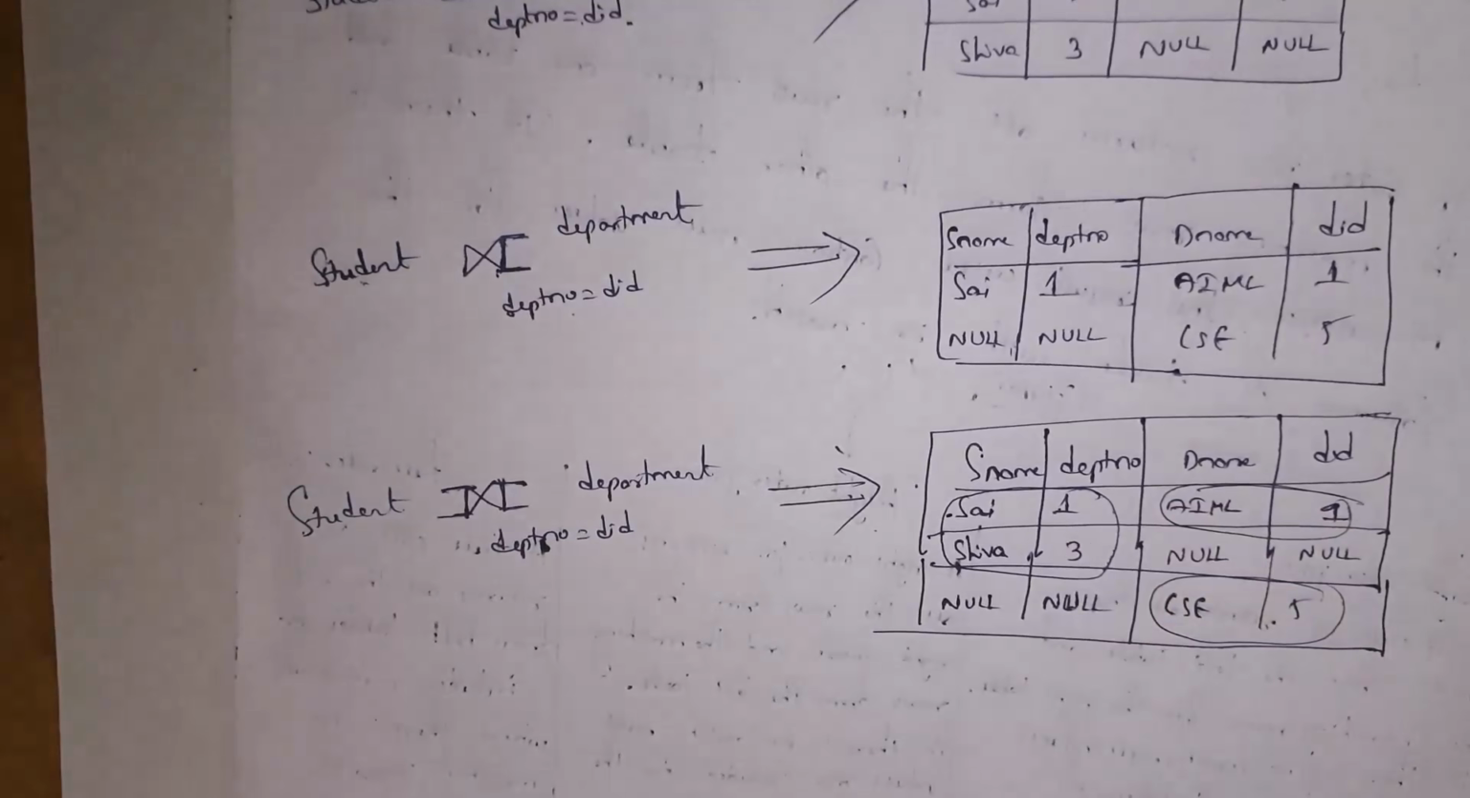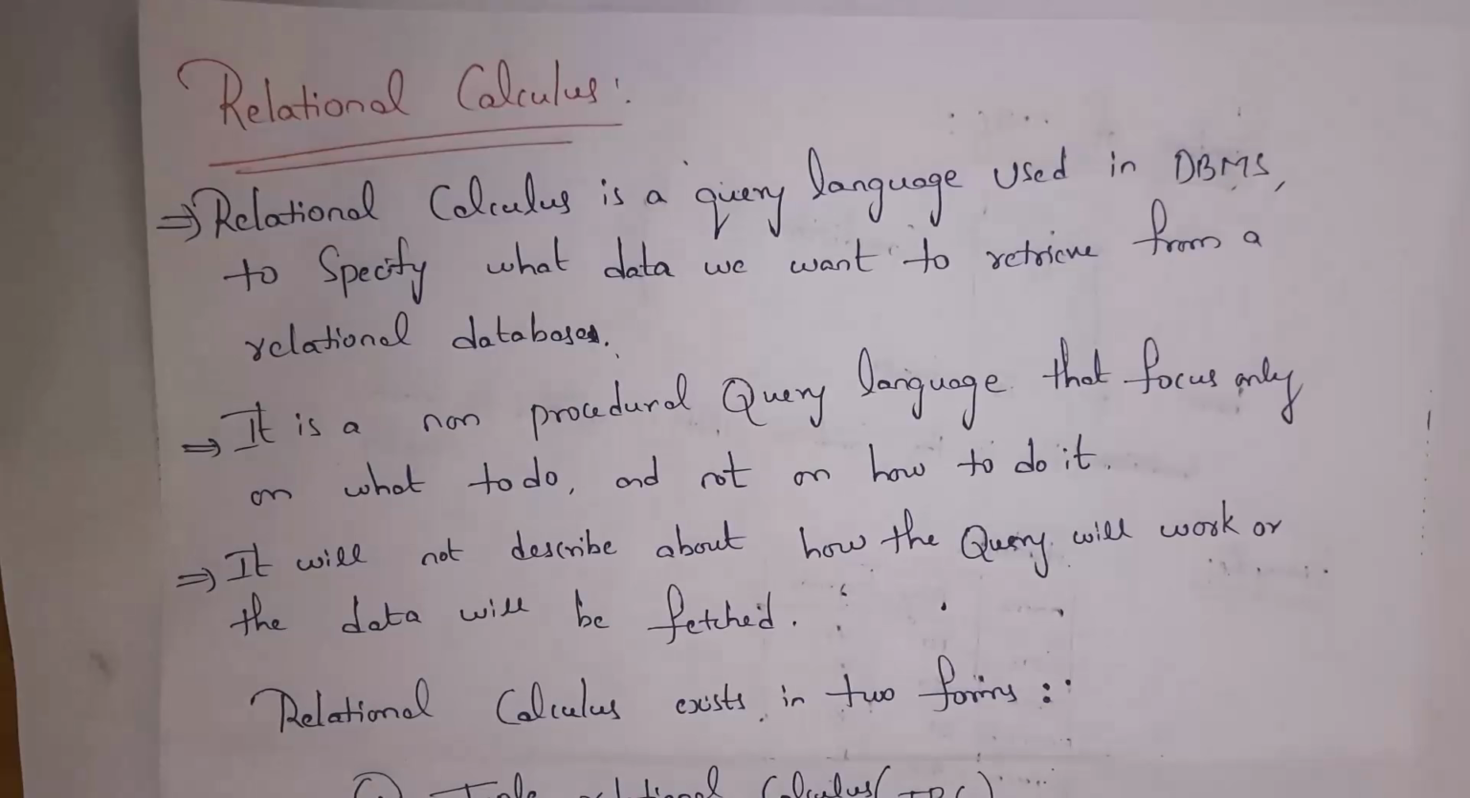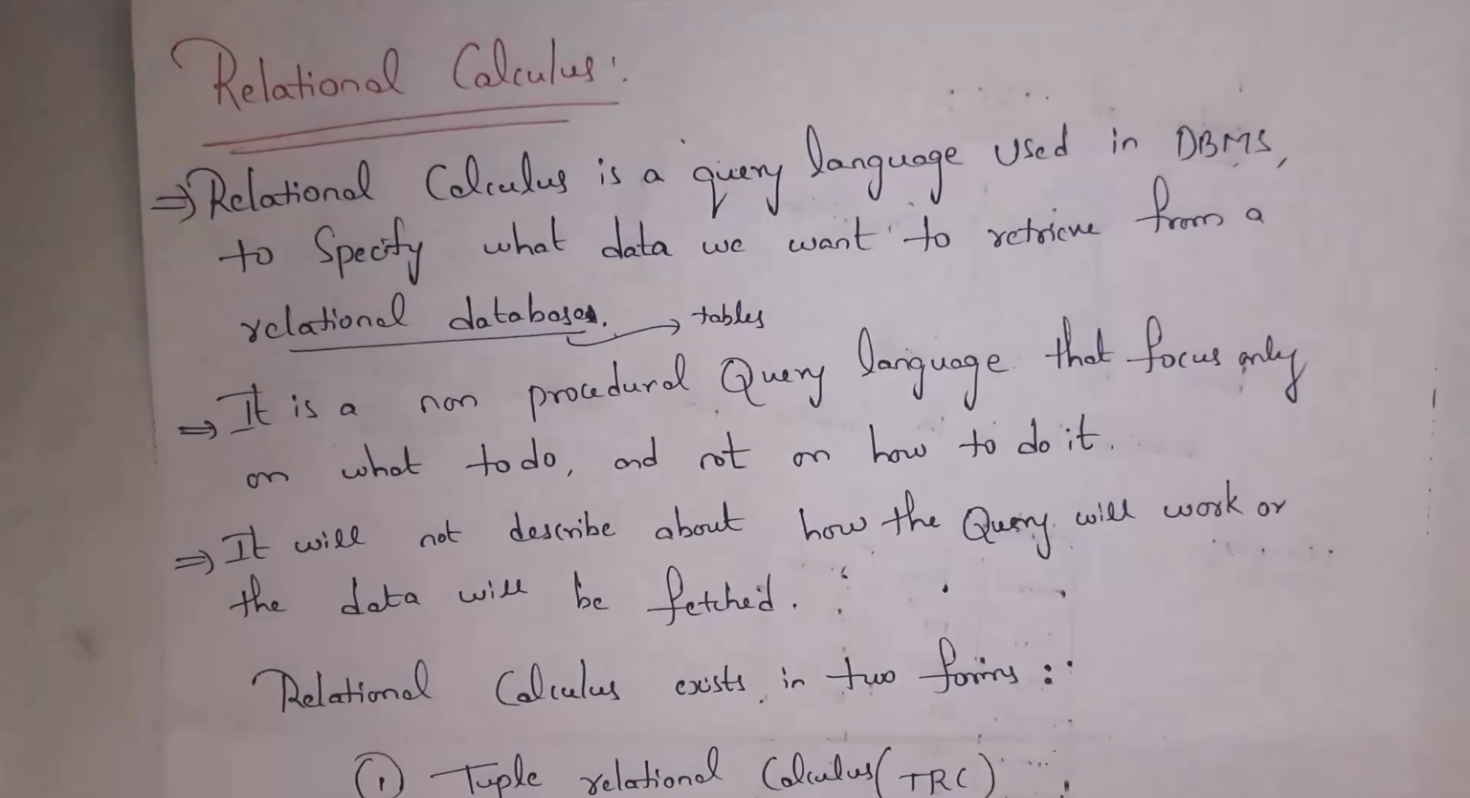This is all about various relational operations in relational algebra. Guys, in the exam you may get a question like explain relational operations or relational operators. Then you can write this answer. Next I will explain what is relational calculus, and then I will explain what is tuple relational calculus and domain relational calculus. At first I will explain what is relational calculus.